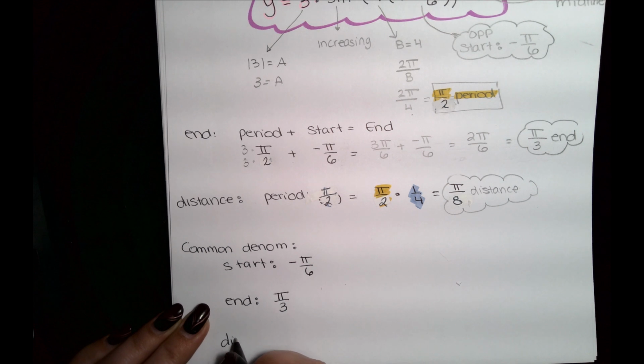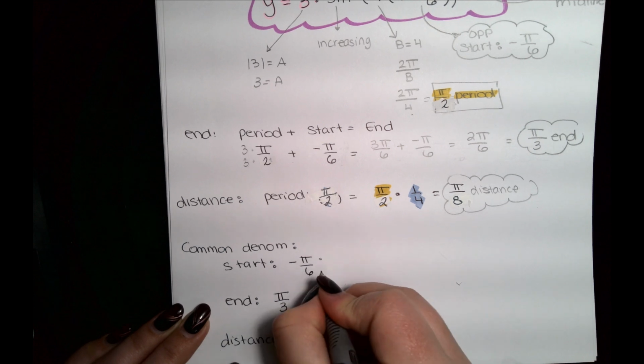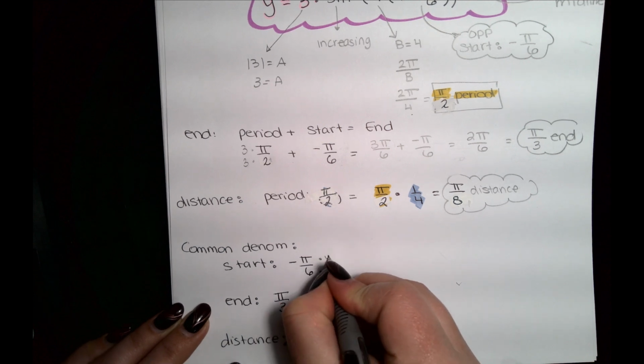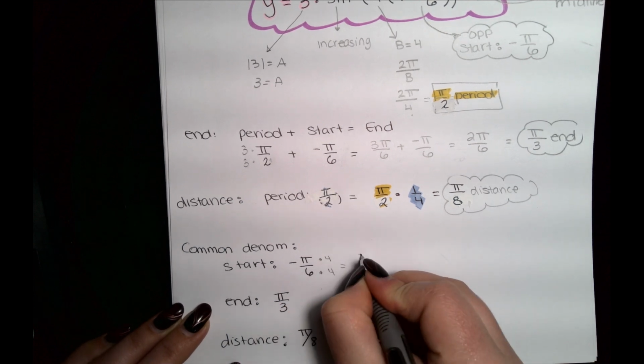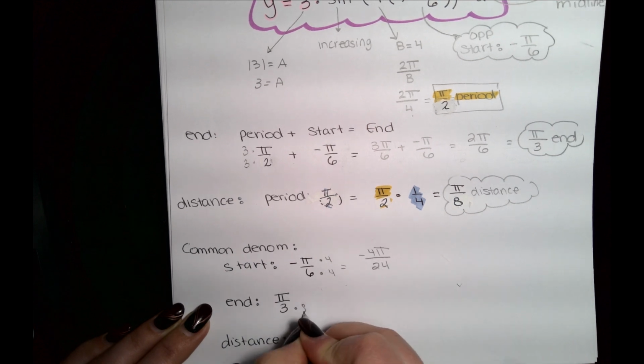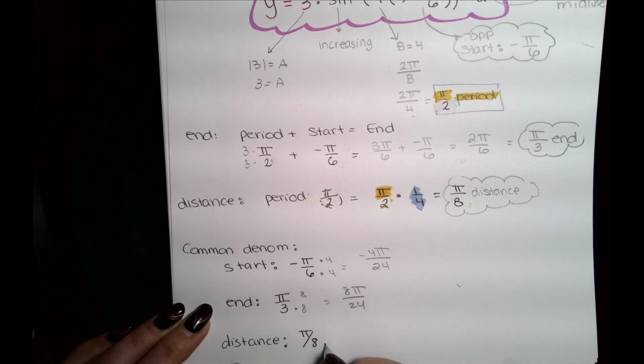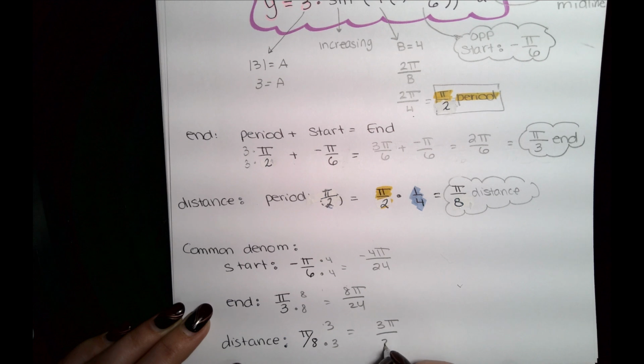And then distance was at pi halves for our period. And then convert that to common denominator. So let's go ahead and multiply things. I'm going to multiply here by 4 to get 24. I'm going to multiply here by 8 to get a denominator of 24. And here I'm going to multiply by 3 to get a denominator of 24.